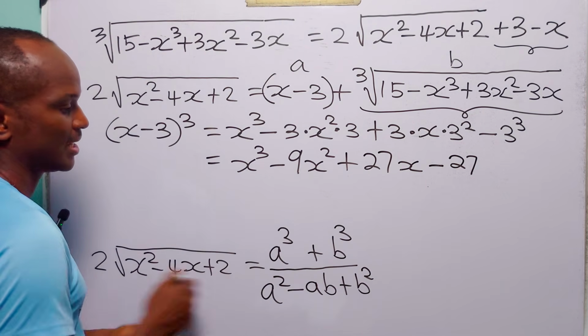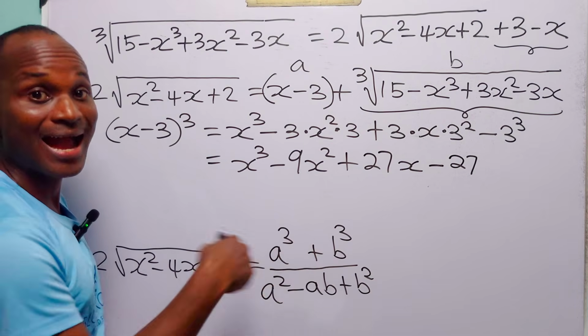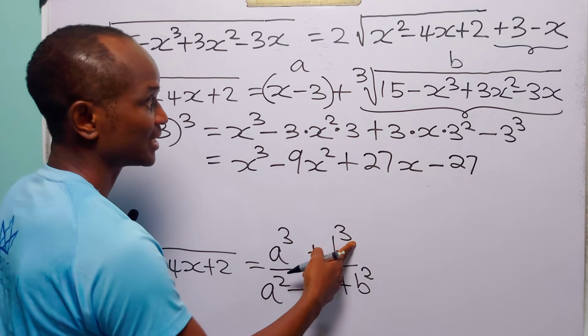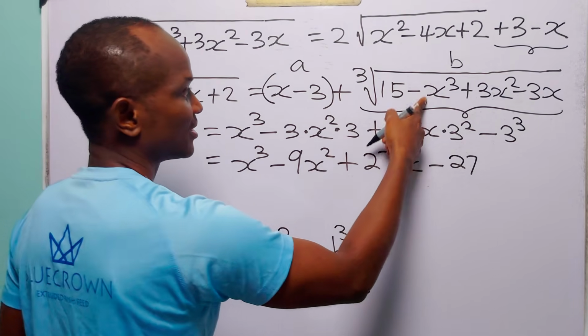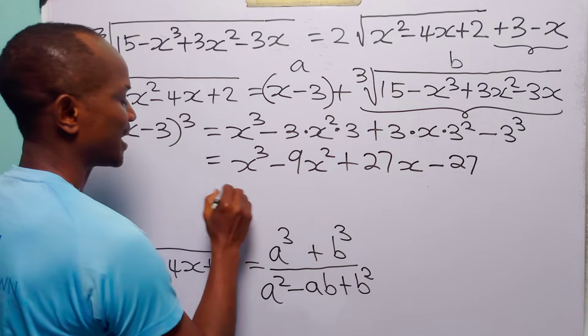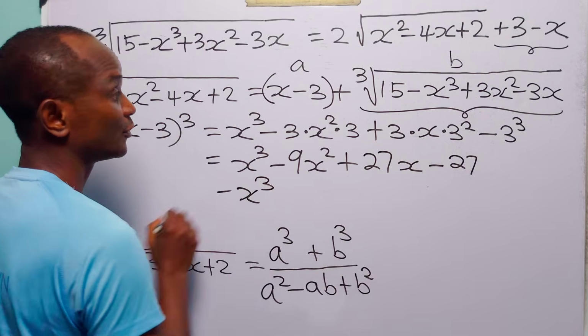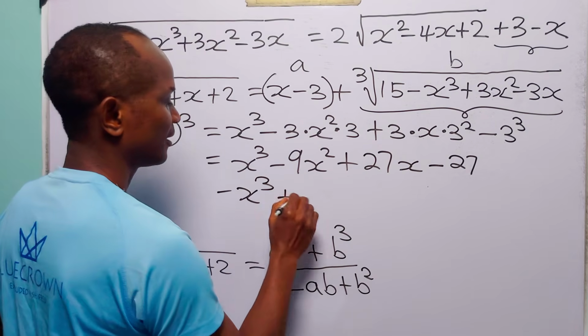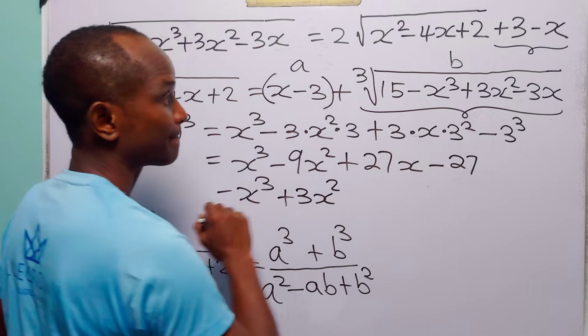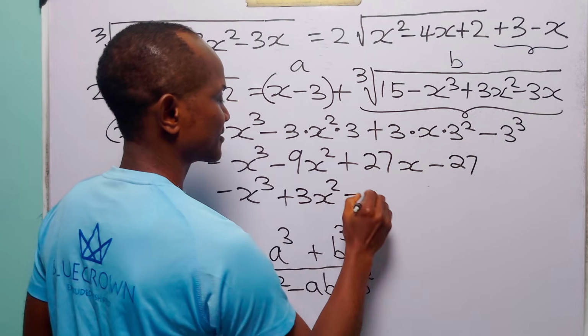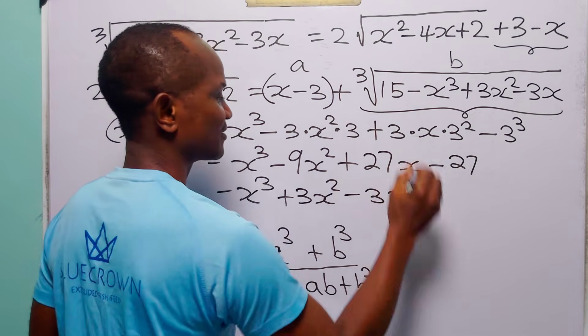And of course, this is 27. Now we have b cubed. And you know that this cube is going to take care of this cube root in b. That leaves us with minus x cubed plus 3x squared minus 3x plus 15.